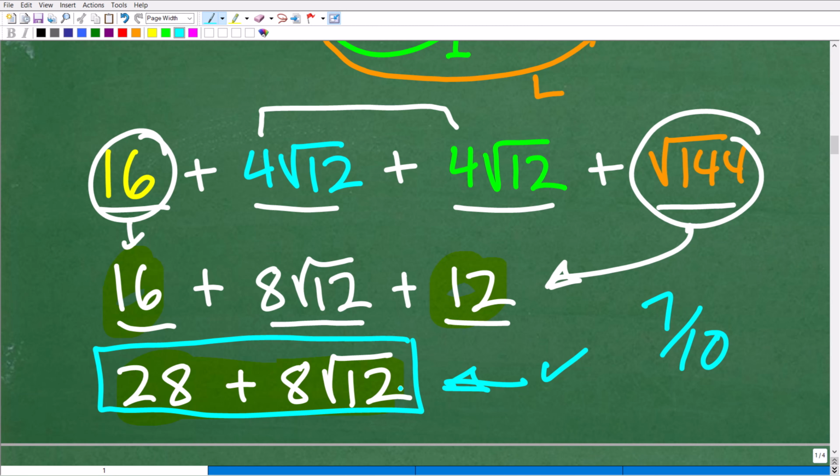One, use the FOIL technique to multiply a binomial times a binomial. Two, seeing if you know how to combine radicals together. Okay, you understand that. And three, knowing how to simplify square roots and radicals. So we're going to have to now take this to the next step. That's what I'm really kind of checking in a problem like this.